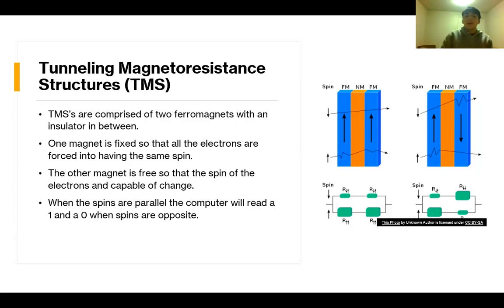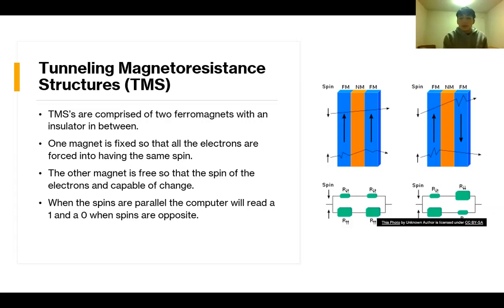Now, whenever the spins are parallel, it's going to read a 1. Whenever it's 0, it's whenever they're opposite. Whenever the two plates are parallel, or the two spins are parallel, the electrons that are shot from the computer are going to be able to actually tunnel through the insulator that is sandwiched in between the two magnets.